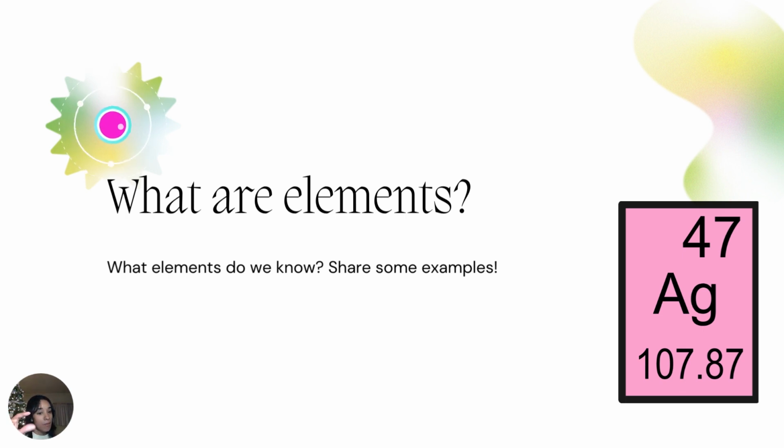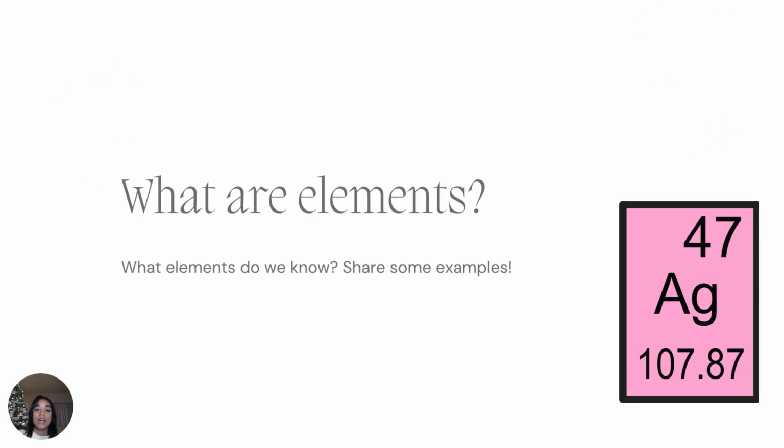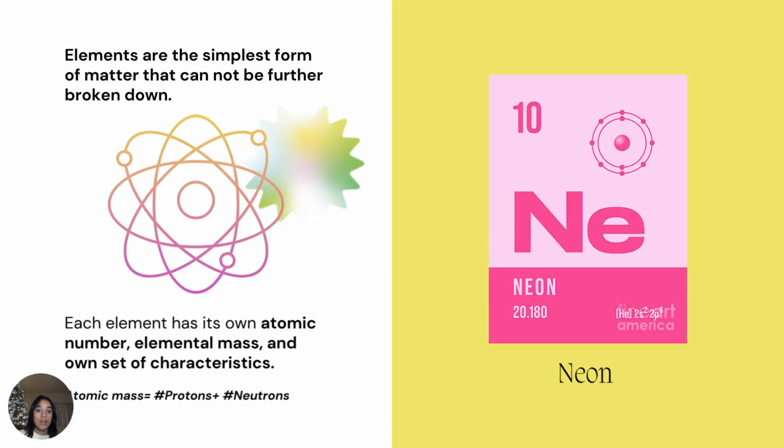Basically, elements are the smallest unit of matter that we have in our world. They are the simplest form of matter and they can no longer be broken down. So even though we have something really simple like water, water contains a couple different elements. You have hydrogen and you have oxygen in there. So that's considered a molecule. But if we took just oxygen and just hydrogen, those are two different elements.